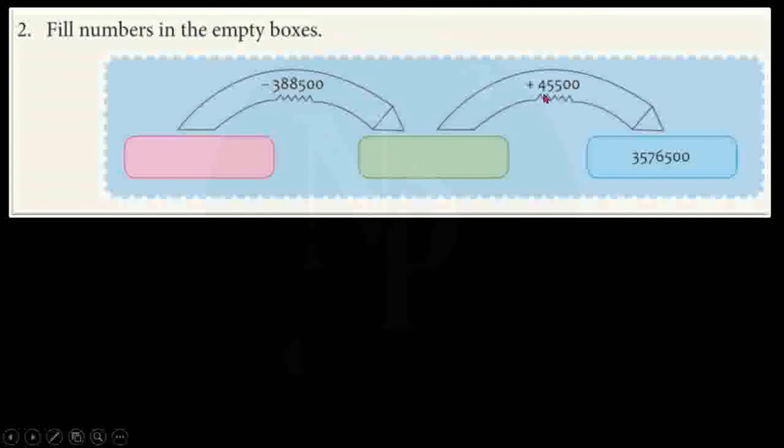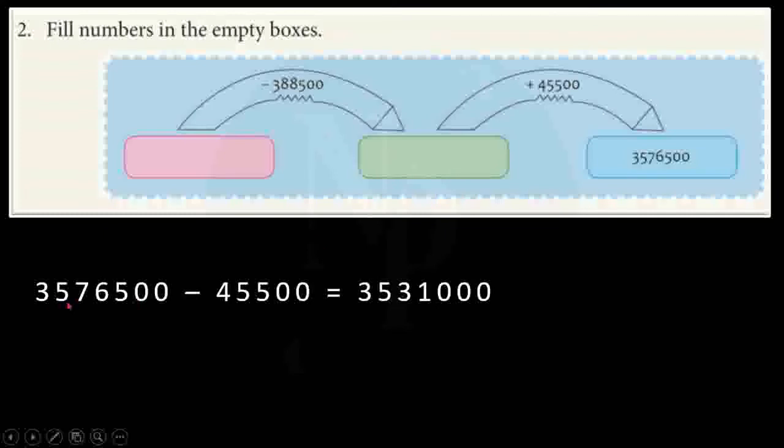So on subtracting 45,500 from 35,76,500, you will get the number to be filled here. That is 35,76,500 minus 45,500 is equal to 35,31,000, which is the difference. So this box has to be filled by writing this number, that is 35,31,000.